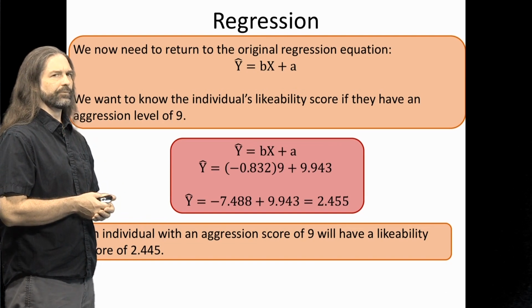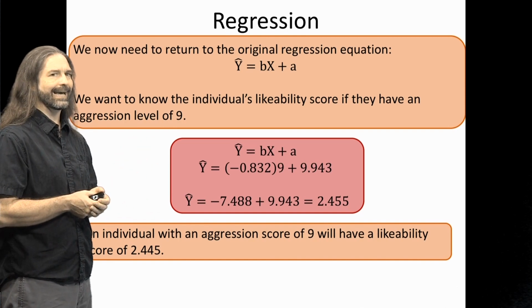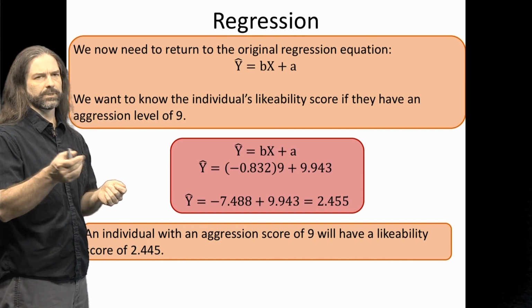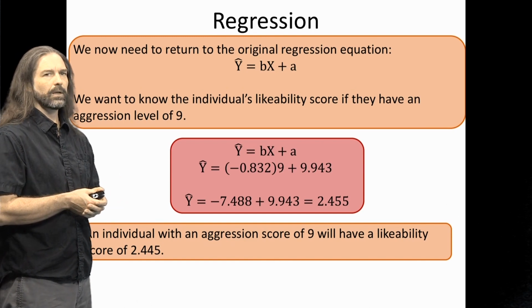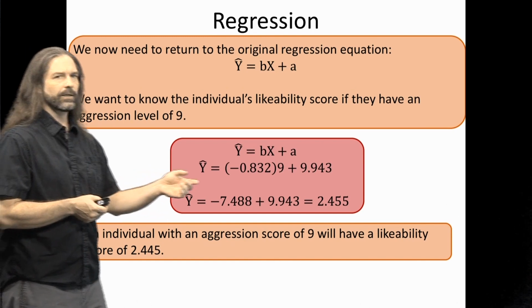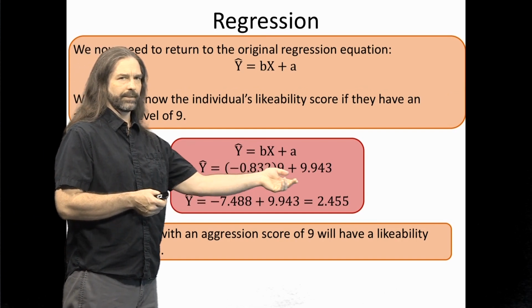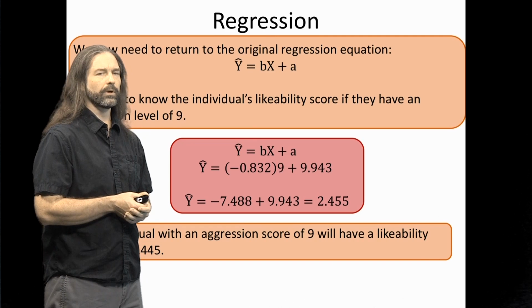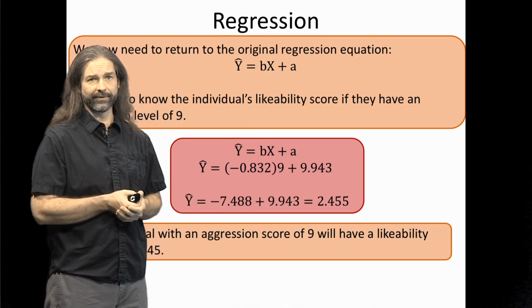So as we said before, what would the model predict? Remember, we had one individual that actually had an aggression level of 9. That person's likability score actually happened to be 3, but what does the model predict? Well, if we insert 9 as the actual x variable, along with the b variable and the a variable that we calculated before, the model predicts that their likability score will be 2.455.